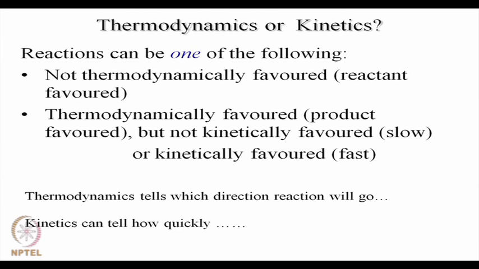So that's why kinetics and thermodynamics for a chemical reaction are somehow interlinked together, like two parallel threads running parallel to each other. Reactions can be one of the following, like I told: not thermodynamically favored, which is reactant favored; thermodynamically favored, which is product favored, but not kinetically favored, which is basically a slow process; or kinetically favored, a fast process that is kinetically very fast. So thermodynamics and kinetics should be considered parallel in dealing with rate processes in chemical systems.